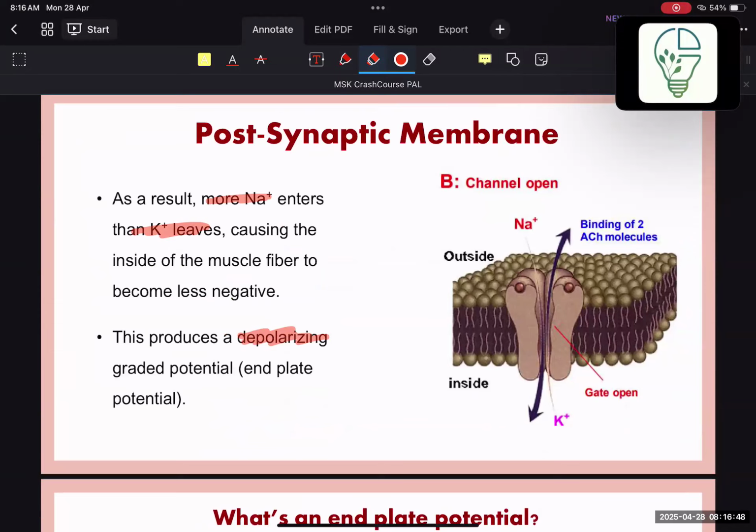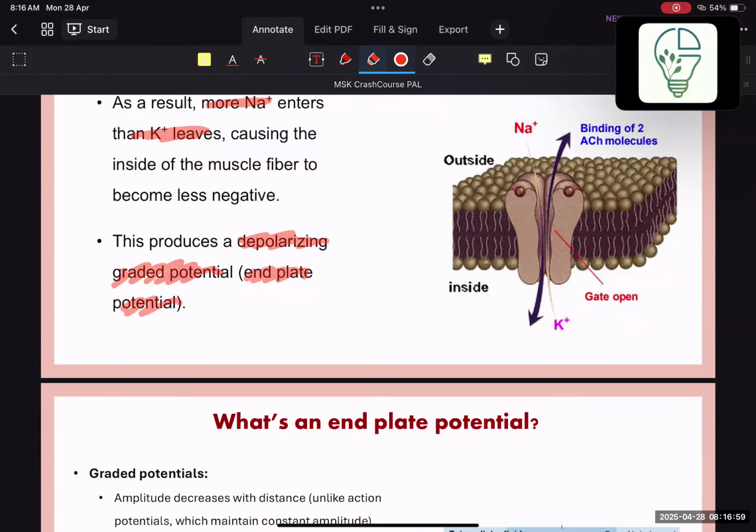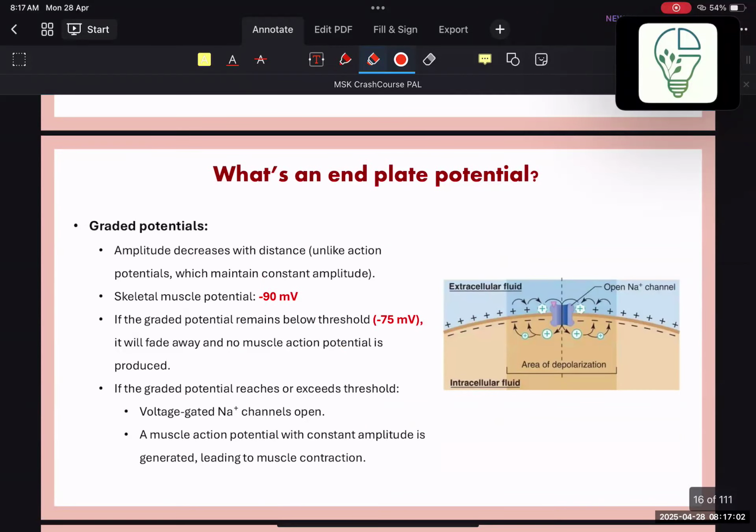However, this depolarization is not an action potential. It is something that we call a graded potential, or specifically in the context of skeletal muscles, it is also known as an end plate potential. Now, what does end plate potential or graded potential mean? I do think you're familiar with graded potential from a previous lecture, but nonetheless, a graded potential is a weak temporary change in the membrane's charge, okay? So you're very temporarily going to change the membrane's charge, and it's going to depolarize a little. If this depolarization is strong enough to cross a certain threshold, then you're going to trigger an actual action potential.